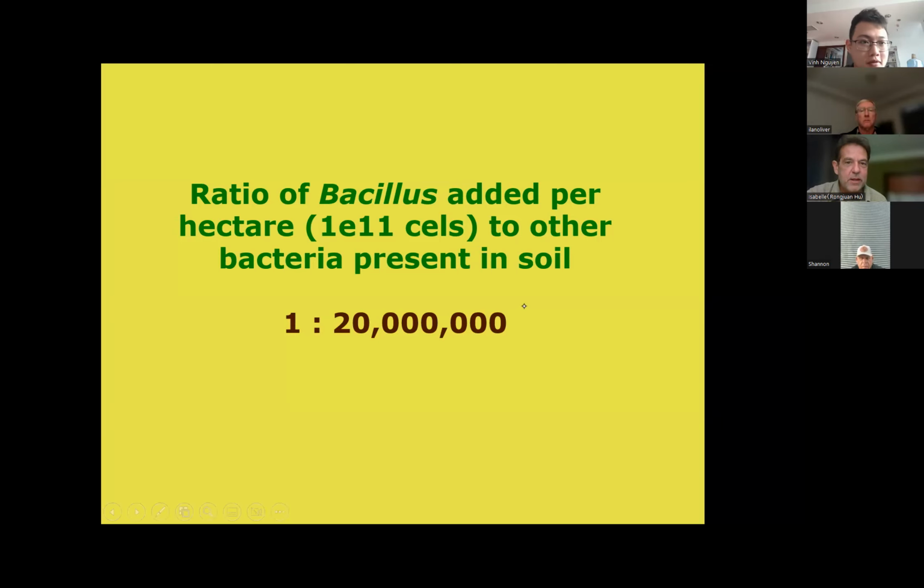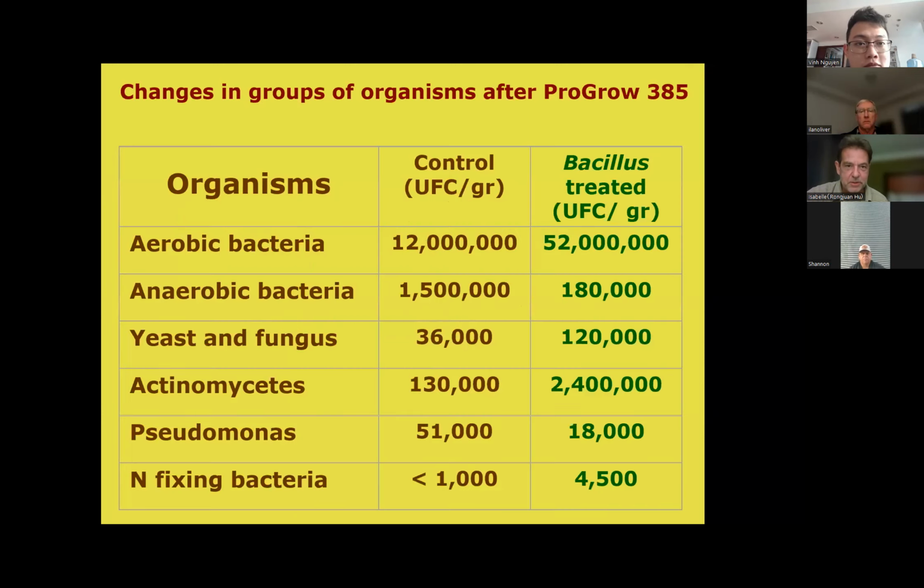When we are adding bacillus to the soil, even though we are adding a very small proportion, one cell in 20 million cells, we're getting a result because these are microbes that have a lot of abilities and create a lot of synergistic chain reactions that are very important in our systems.